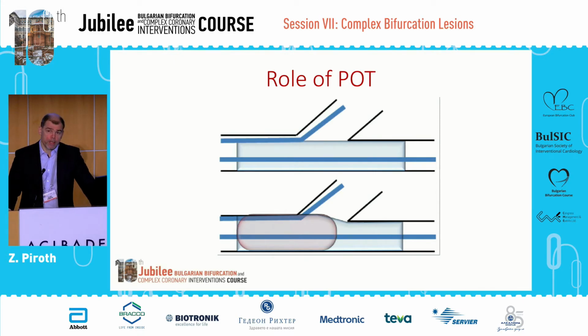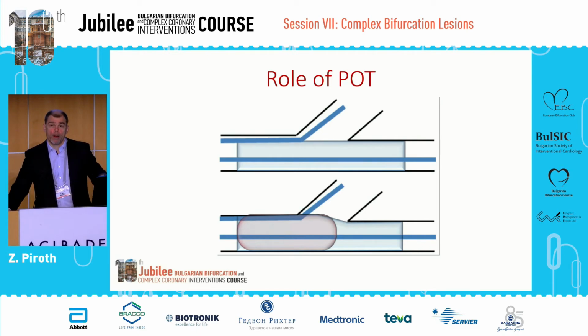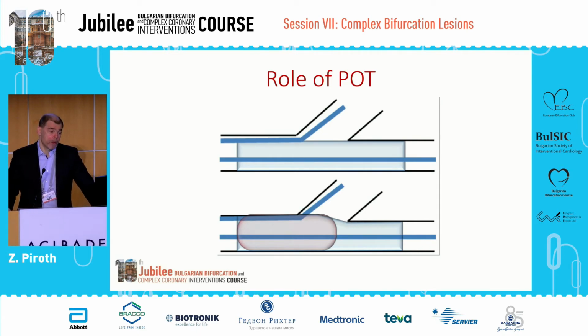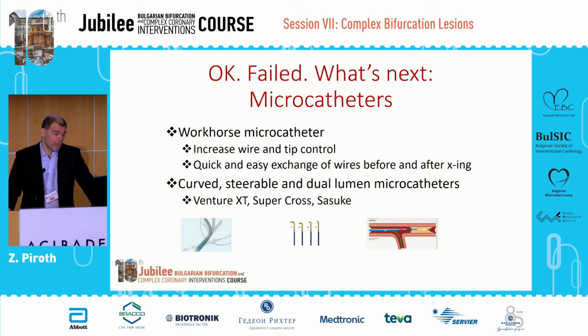So, of course, POT is important not only to make the geometry perfect, but also it facilitates rewiring of the side branch. And as a rule of thumb, we always use the jailed wire there as a marker, so we never remove the jailed wire before we actually rewire the side branch. Okay, these are the simple techniques: shaping, reshaping, re-reshaping, checking, and so forth.